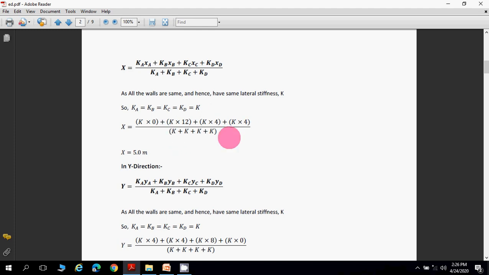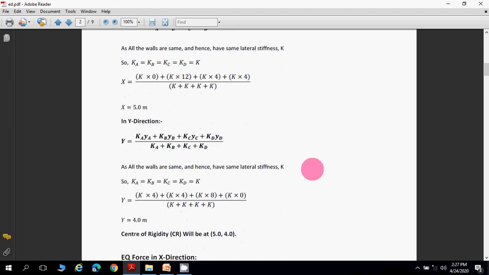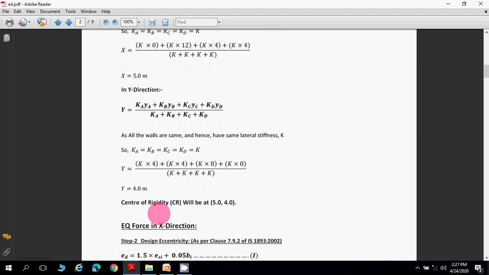So the value of xa, xb will be 12 meter, xc is 4 meter, xd is also 4 meter. Putting these in and dividing by the summation of all the stiffnesses, we get the value of x equal to 5 meter. The center of stiffness in the x direction is 5 meter from the starting point. Similarly, we can calculate it in the y direction. Putting the values of ya, yb, yc and yd of all the walls a, b, c, d, we get the value of y as 4 meter. So the center of rigidity will lie at the point 5.0 and 4.0 meter.